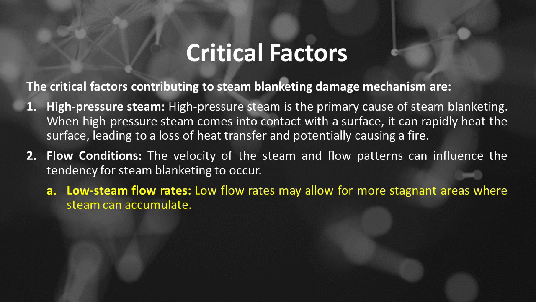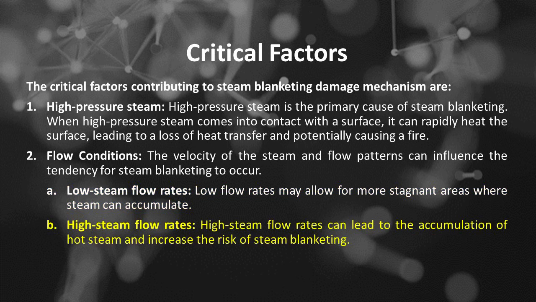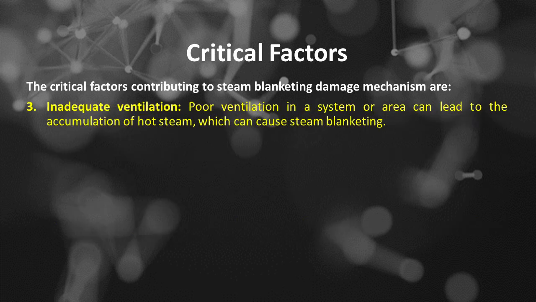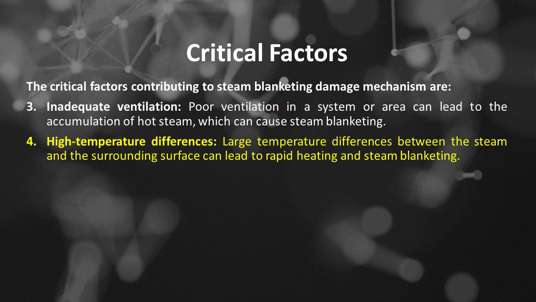Low steam flow rates. Low flow rates may allow for more stagnant areas where steam can accumulate. High steam flow rates. High steam flow rates can lead to the accumulation of hot steam and increase the risk of steam blanketing. Number 3 is inadequate ventilation. Poor ventilation in a system or area can lead to the accumulation of hot steam, which can cause steam blanketing. Number 4 is high temperature differences. Large temperature differences between the steam and the surrounding surface can lead to rapid heating and steam blanketing.